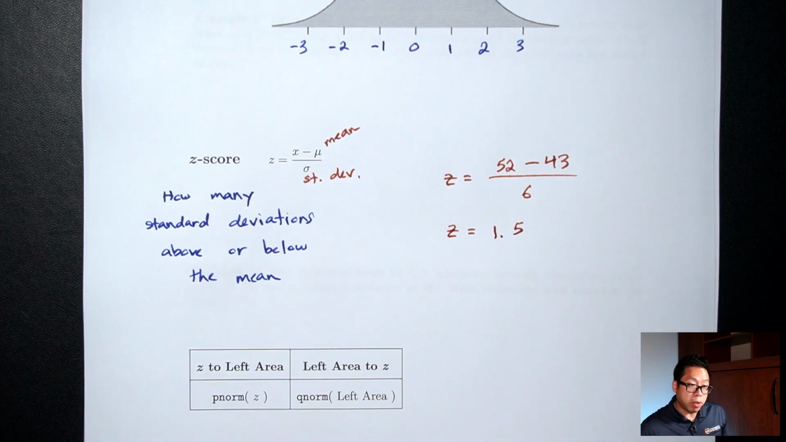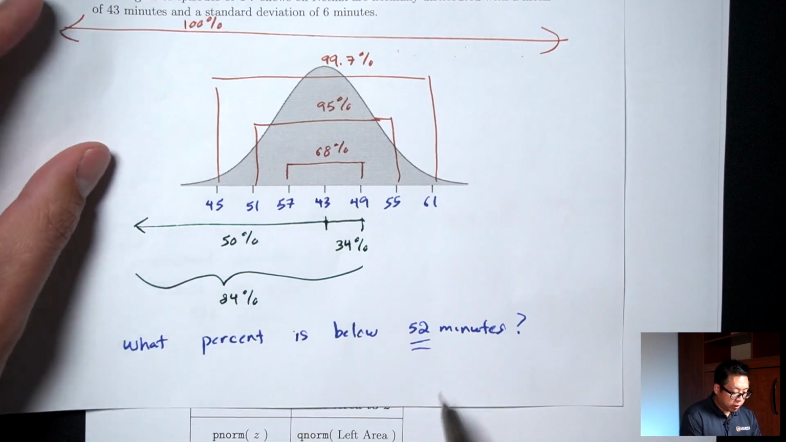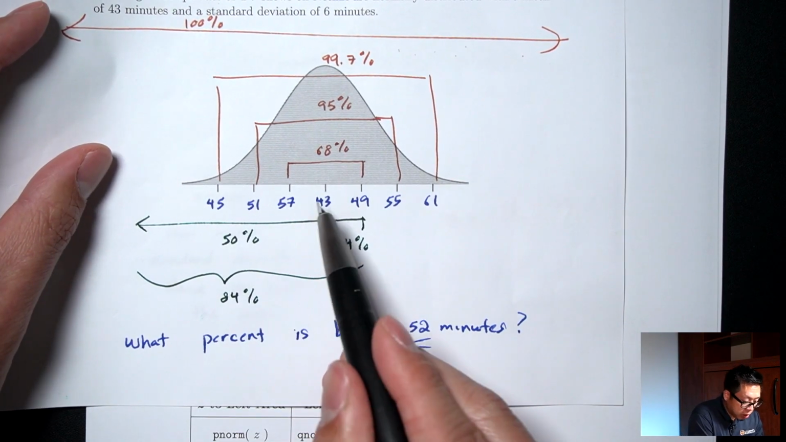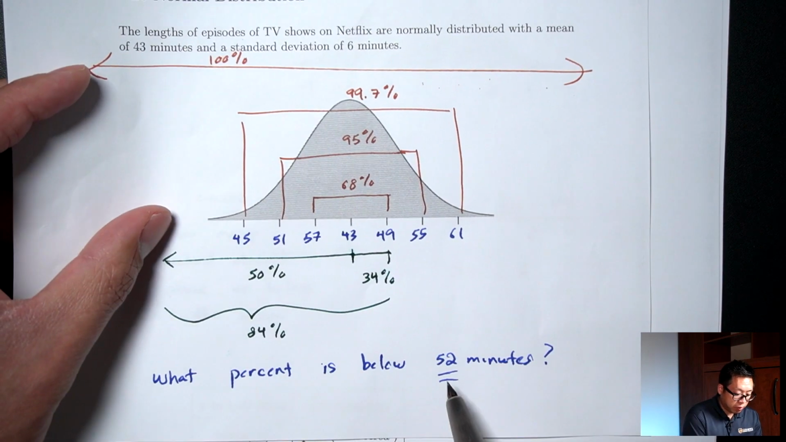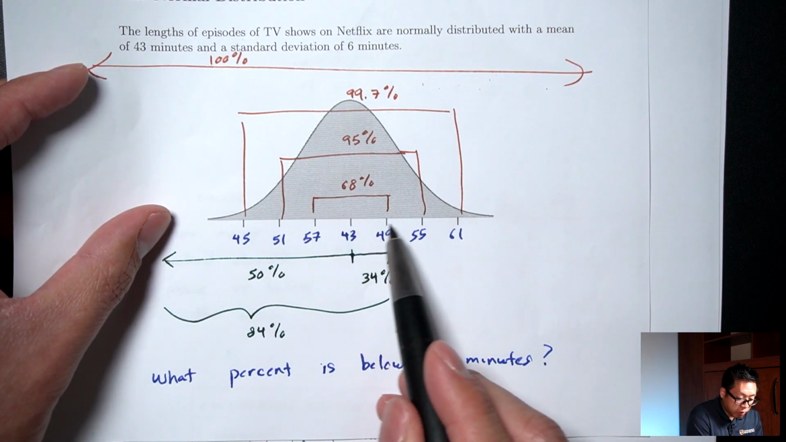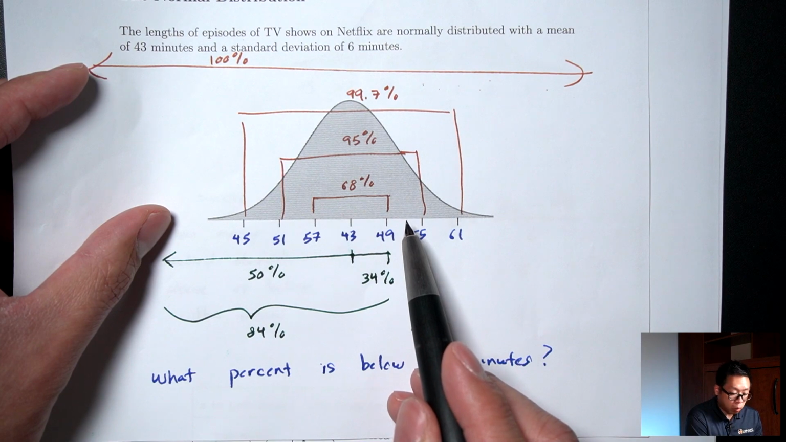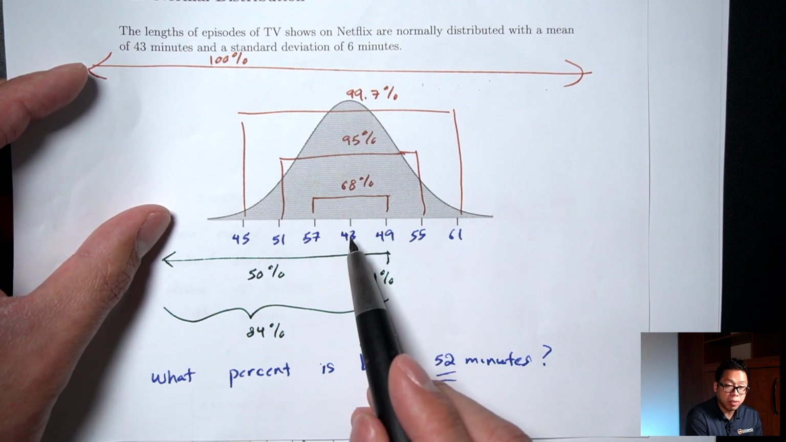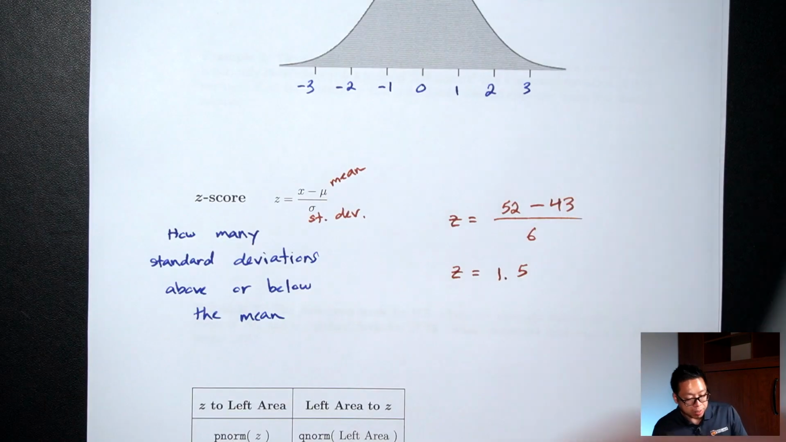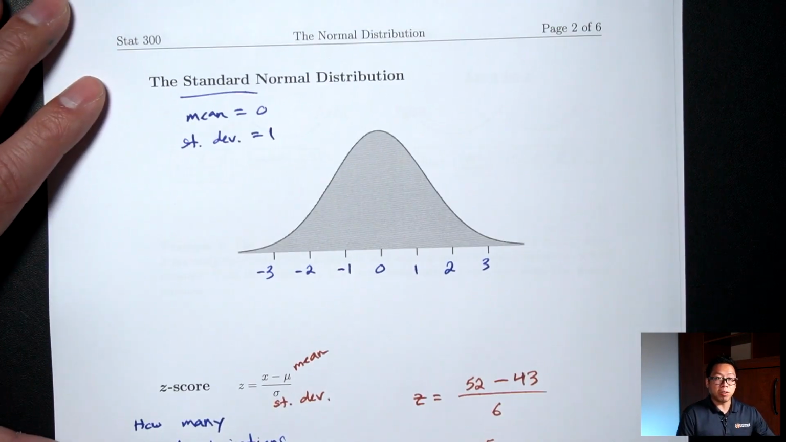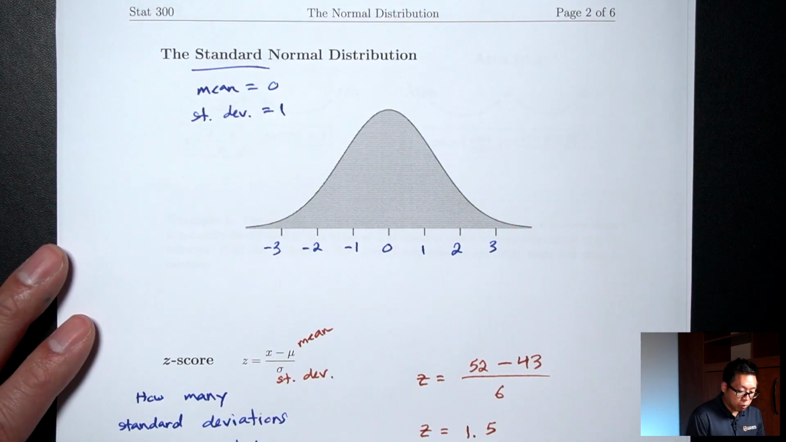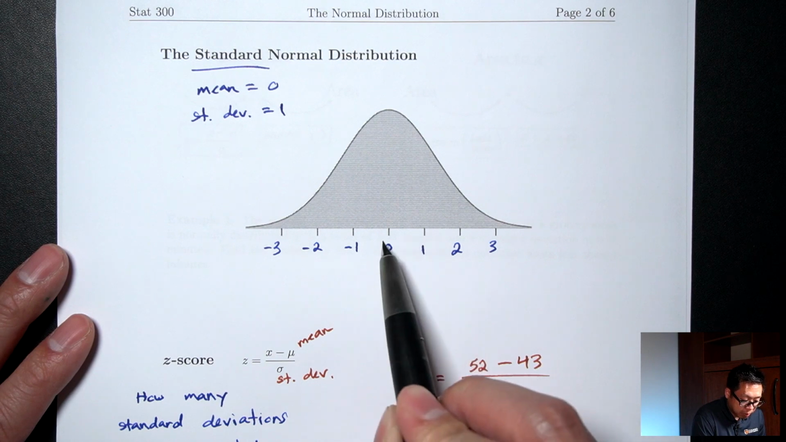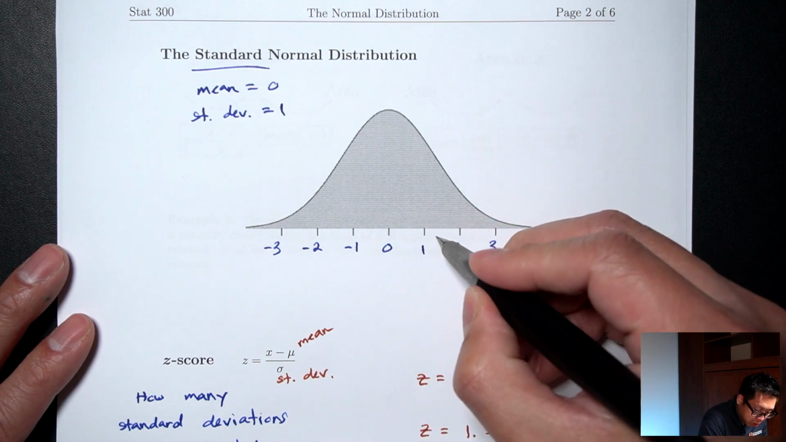Okay, so we said the 52 was somewhere between 1 step and 2 steps above. So 1.5 is telling me 52 is exactly 1.5 steps above the middle, or 1.5 standard deviations above the mean. Which means on this standard normal picture, that 52 would be exactly 1.5 steps above the middle also, which is right here.